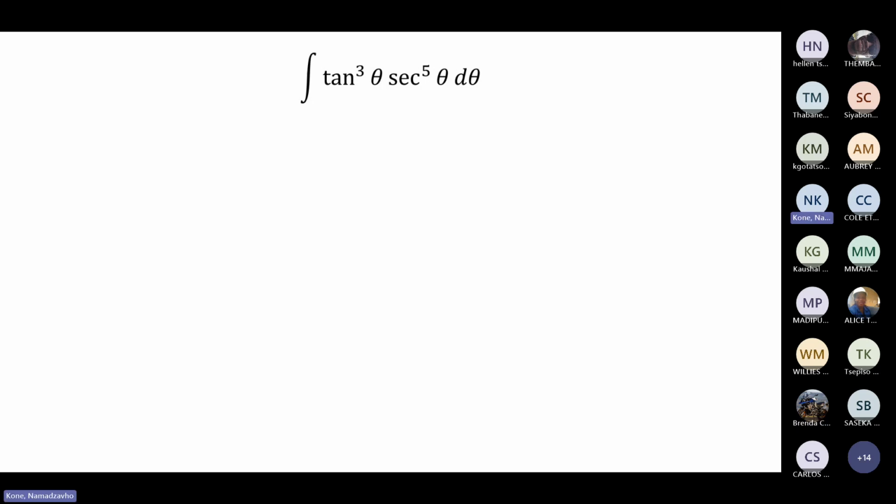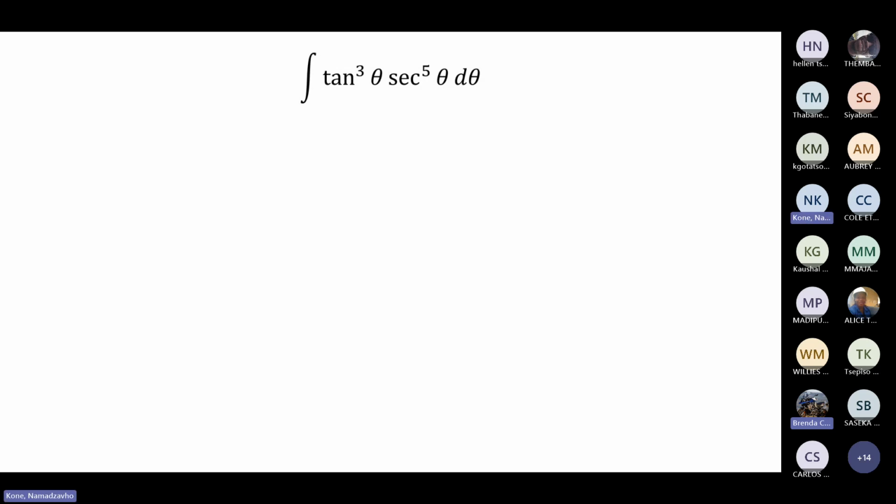Because if we change the tan squared into sec, we will have a sec to whatever power, but the derivative of sec is not only tan. That is where the problem will be. Oh, okay, I see. You see it, right?